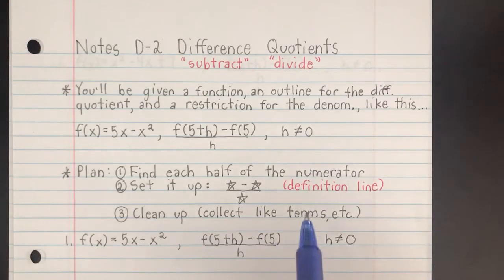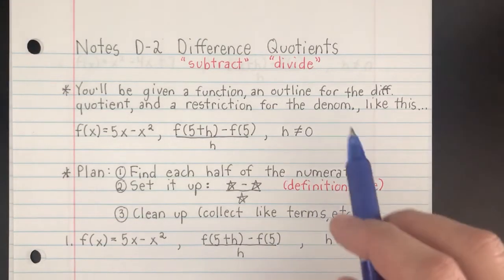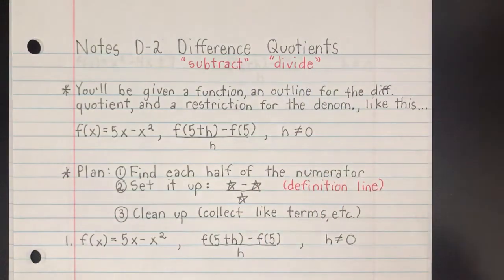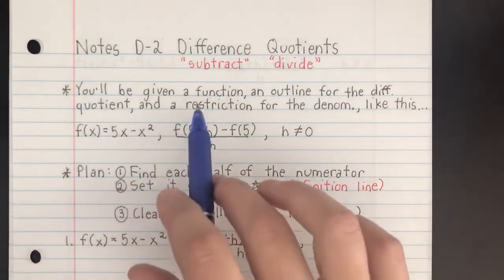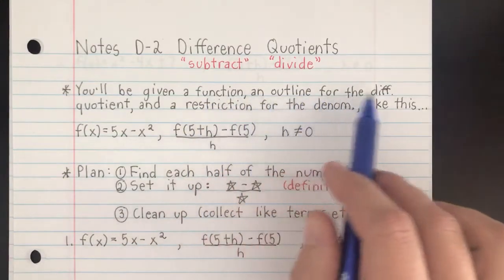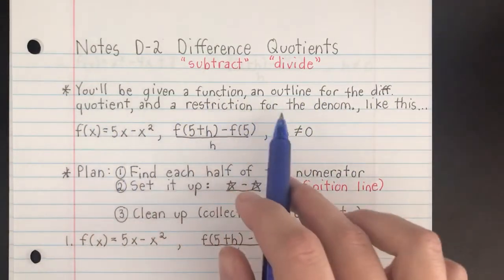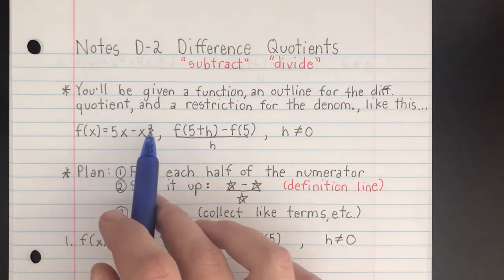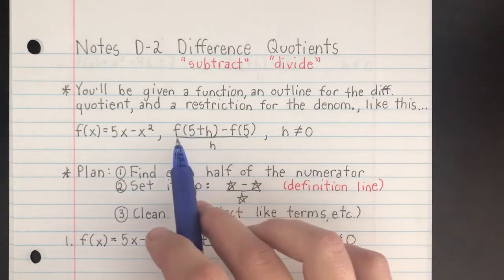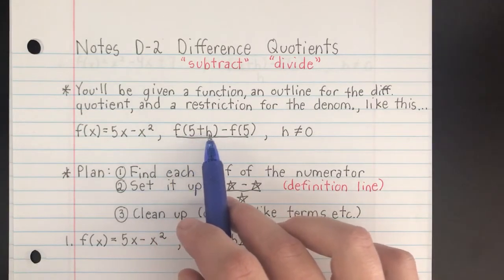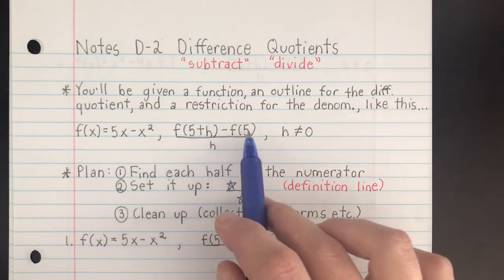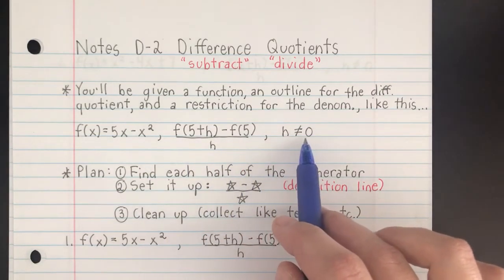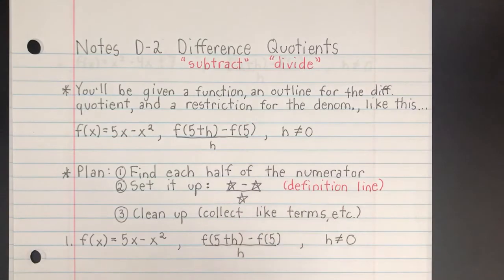Today we're looking at notes D-2, difference quotients. Remember that difference really means subtract and quotient really means divide. Today you'll be given a function, an outline for the difference quotient, and a restriction for the denominator, like this: f of x equals 5x minus x squared, find f of 5 plus h minus f of 5 over h, where h cannot equal 0 because that would create 0 in the denominator.